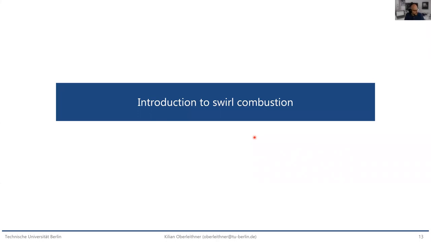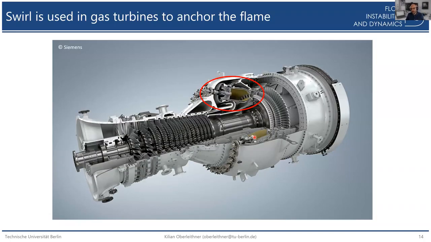All right. So I'm coming to the end of my introductory chapter soon, and I will reach my research question. Next, I will introduce you to swirl combustion, and this is also something you need to know to understand the results afterwards. So why do we actually use swirling flows for combustion?